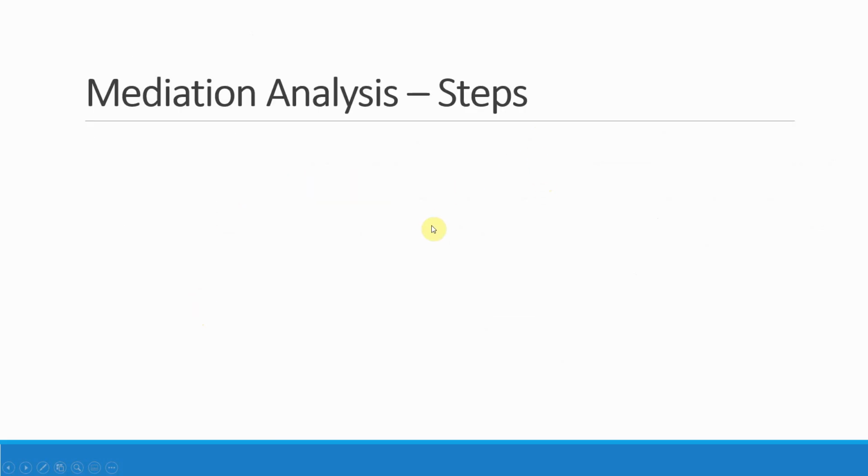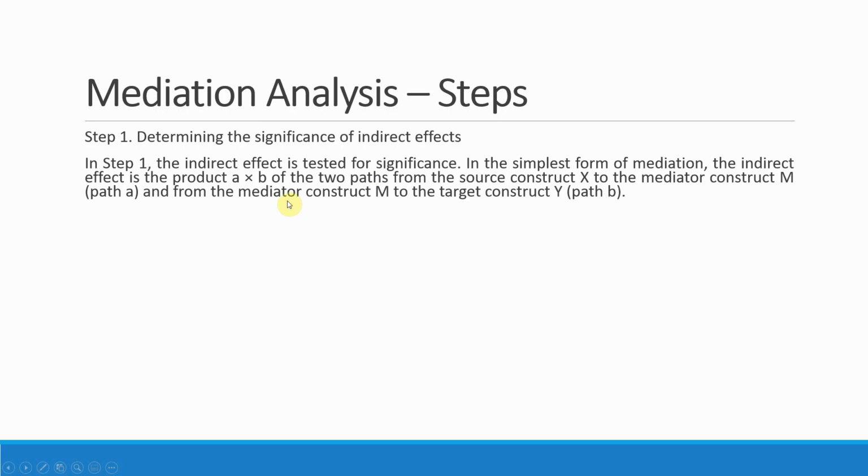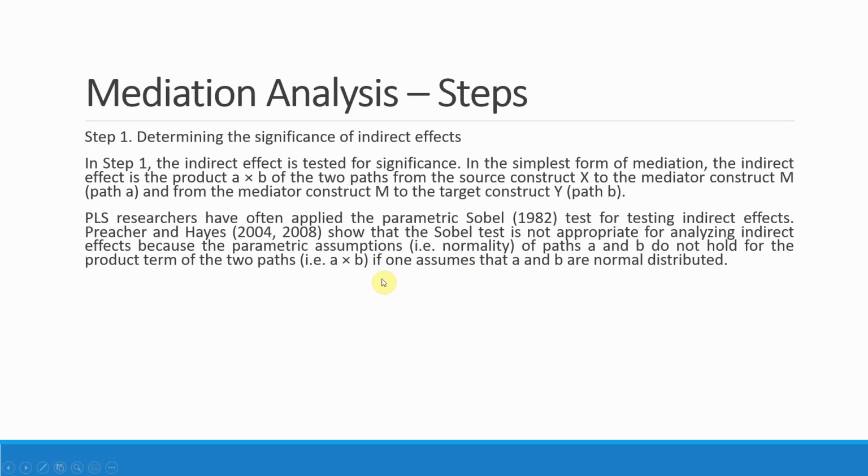Now what are the steps in detail? You first understand the significance of the indirect effect, and in the first step the indirect effect is tested for significance. Obviously PLS results give you the specific indirect effects, so you can just go and see the p-value and see if the specific indirect effects are significant. And you do not apply the Sobel test.